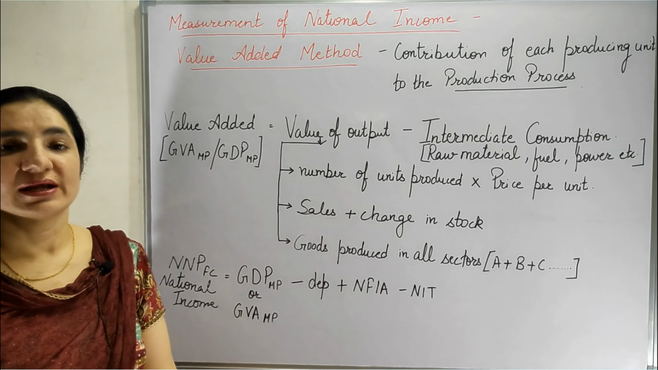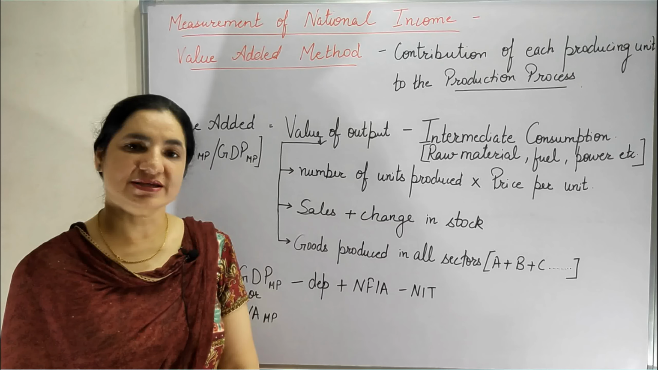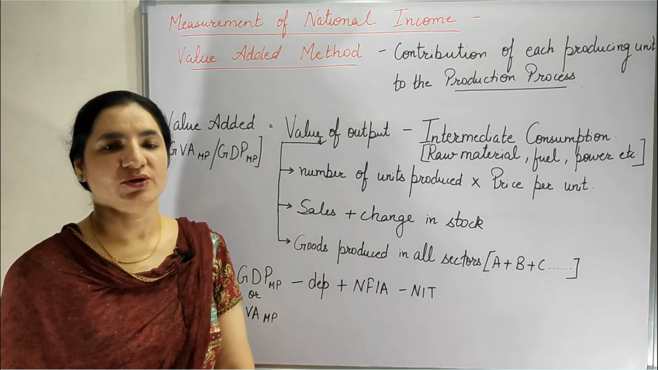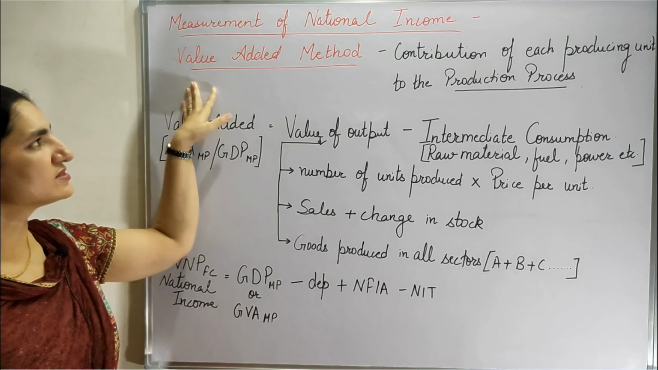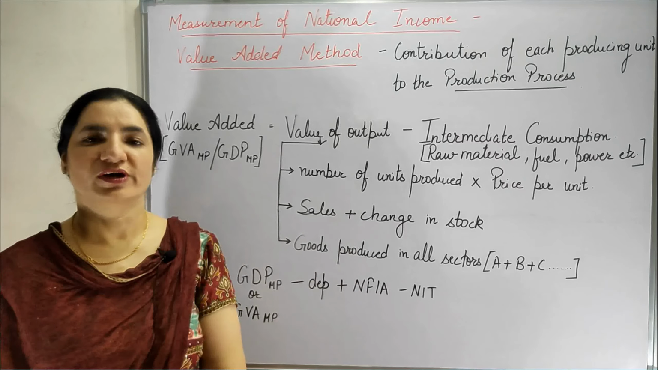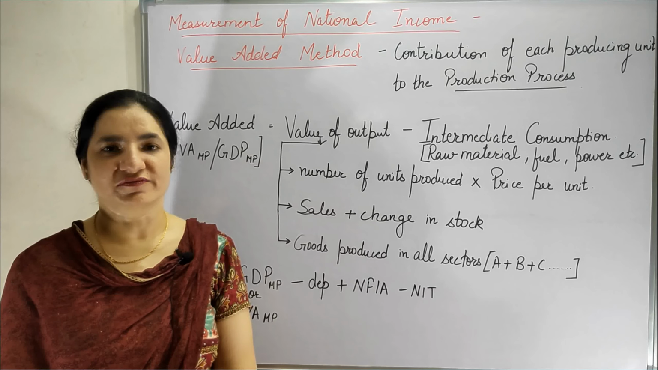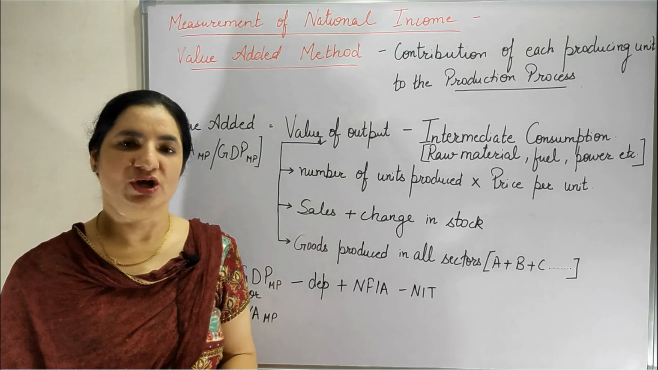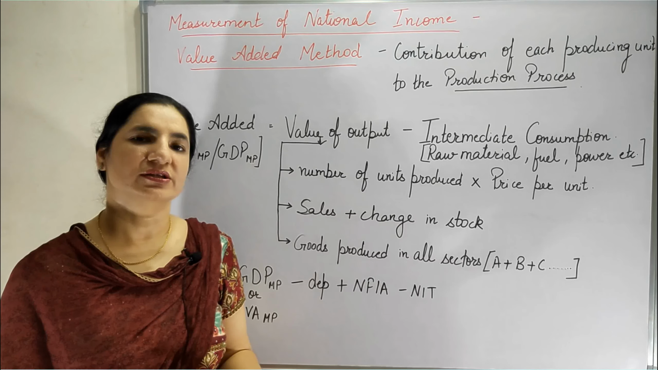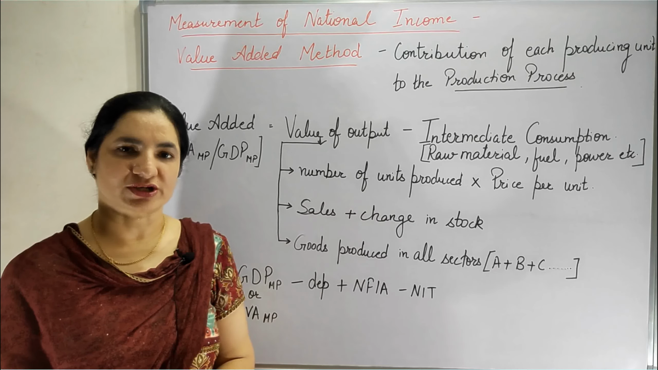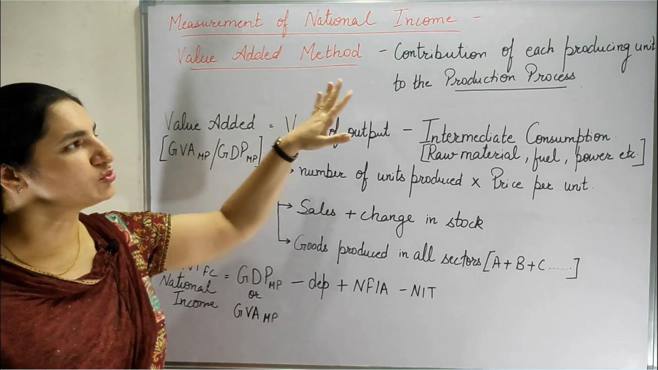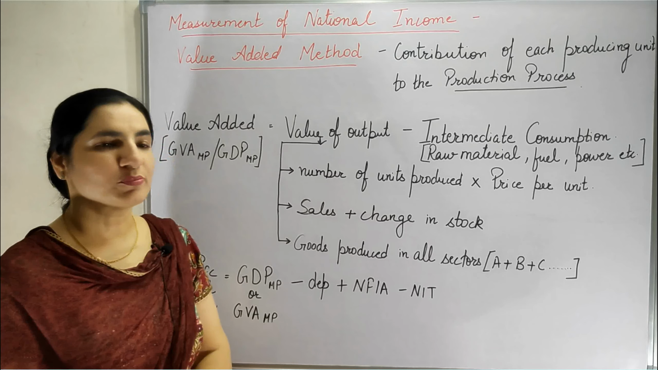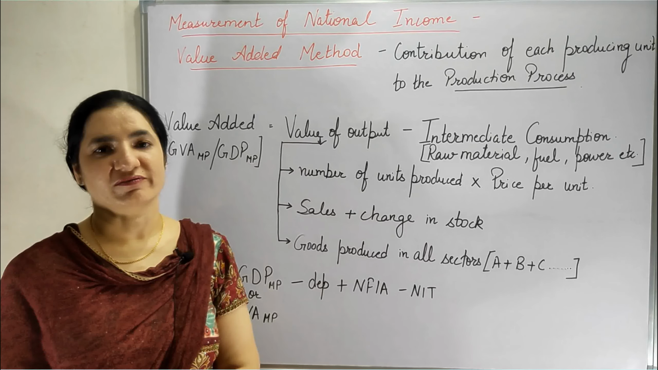So, in this chapter, let us have an understanding of measurement of national income through the first method, that is value added method. Value added method is based on the first stage, that is the production stage. Now, in this production stage, all factors of production contribute to the production activities. So, the contribution of each producing unit in the economy to the production process is to be valued.